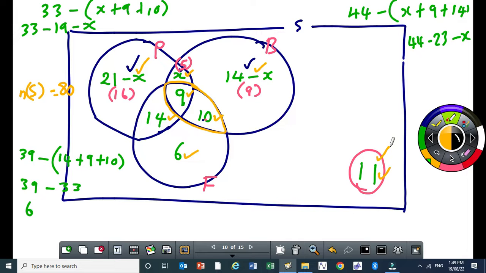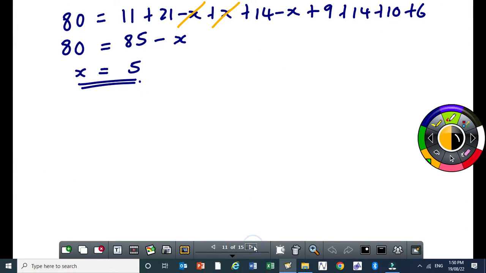X has to be a positive answer. So if your Venn diagram is not correct or there's a mistake, and you come up with your algebraic expression and get a value of X which is negative, it's a sign that you did something wrong. So you add all those values in green, including the ones that have X, plus this 11. That is if we use our n(S), which is 80. Now if we do that, you come up with this equation. It will be 11 plus 21 minus X plus X plus 14 minus X plus 9 plus 14 plus 10 plus 6, equals 80. These values I'm getting from the Venn diagram.